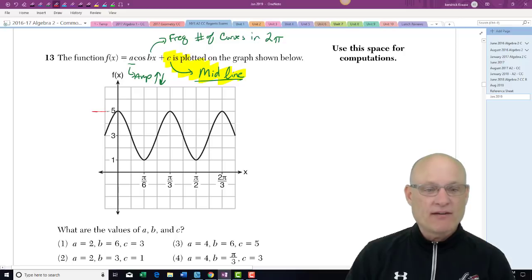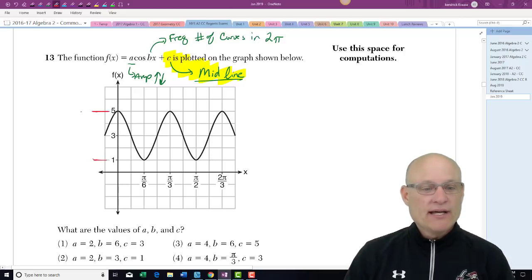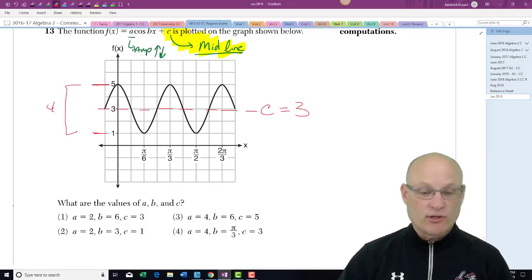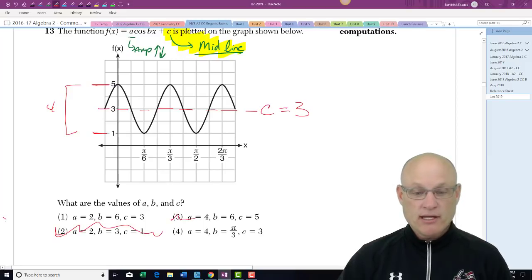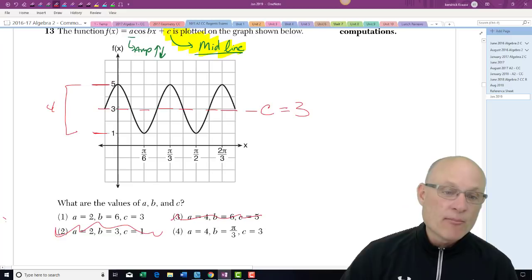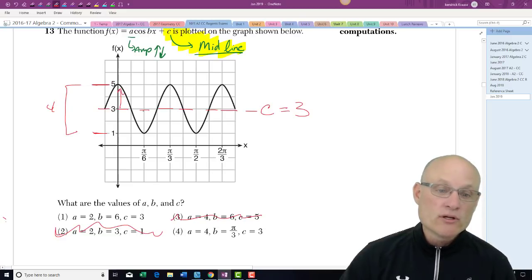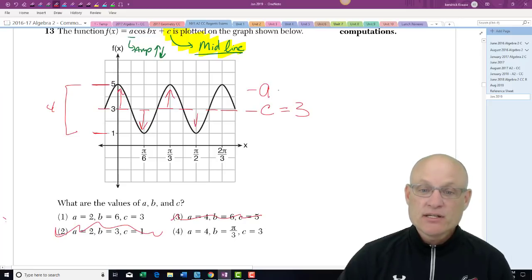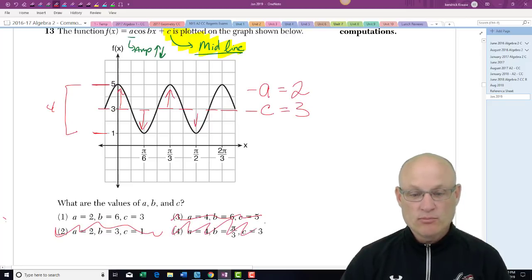So I see the top is 5. I see the bottom is 1. I notice the difference here is 4. So I'm going to go 2 up. And this is where the midline goes. Choice 3. So I know C is equal to 3. Already right there, I'm down to 2 choices. Gone and gone. Now, from there, I'm going to go up 2 or down 2, up 2 and down 2. That makes A equal to 2. A is 2, not A is 4. Boom. So this appears to be the right answer.